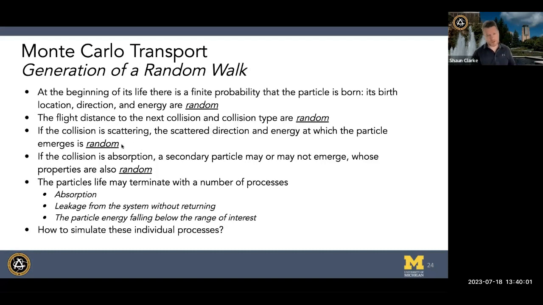All of those things are random and they're all based on nuclear data. If the particle gets absorbed, maybe that makes extra gamma rays, or maybe it causes a fission. All of these particles are also random. So everything in this neutron's life is random, and that's how we think about this in terms of a random walk. So our question is, how do we simulate these individual processes?